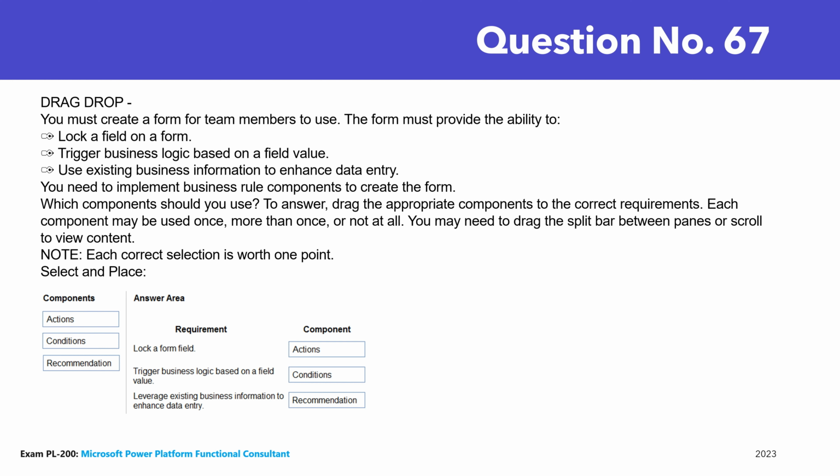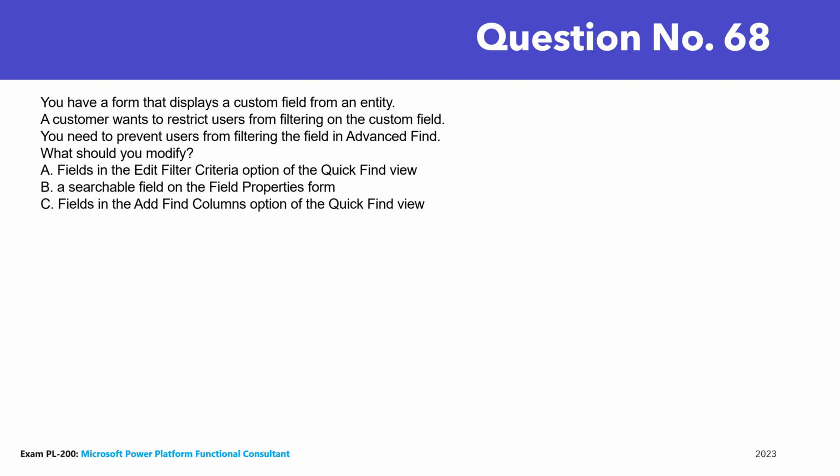You have a form that displays a custom field from an entity. A customer wants to restrict users from filtering on the custom field. You need to prevent users from filtering the field in advanced find. What should you modify? A. Fields in the Edit Filter Criteria option of the Quick Find view. B. A searchable field on the Field Properties form. C. Fields in the Add Find Columns option of the Quick Find view.